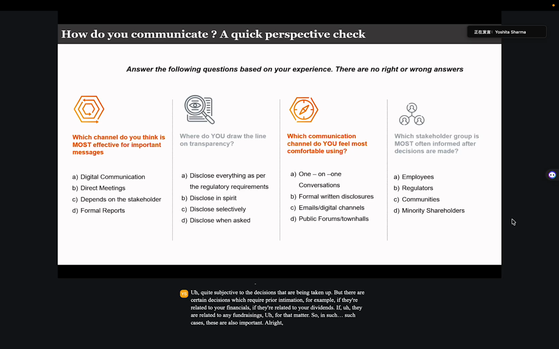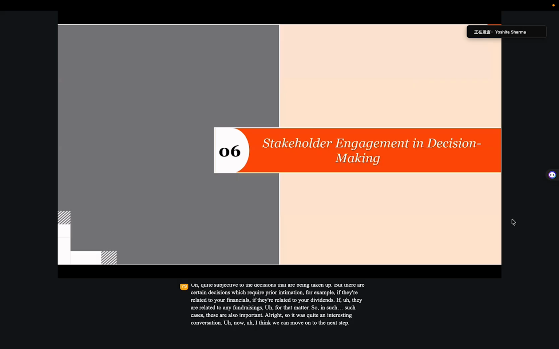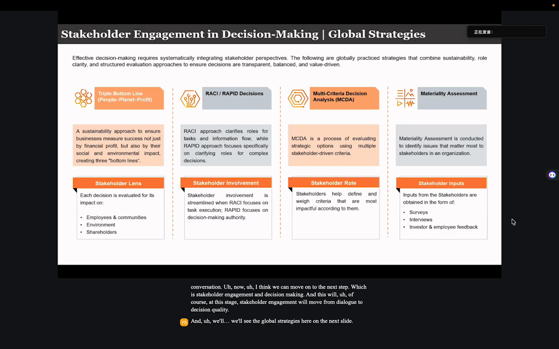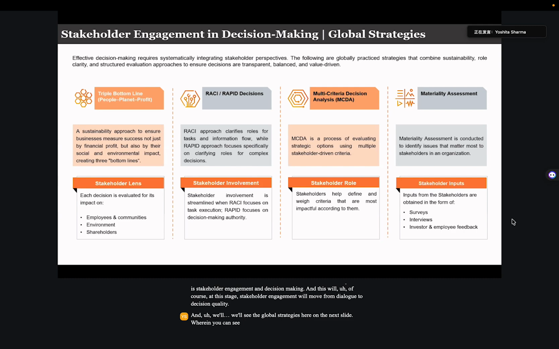All right, so it was quite an interesting conversation. Now, I think we can move on to the next step, which is stakeholder engagement and decision making. At this stage, stakeholder engagement will move from dialogue to decision quality. And we'll see the effective global strategies on the next slide.